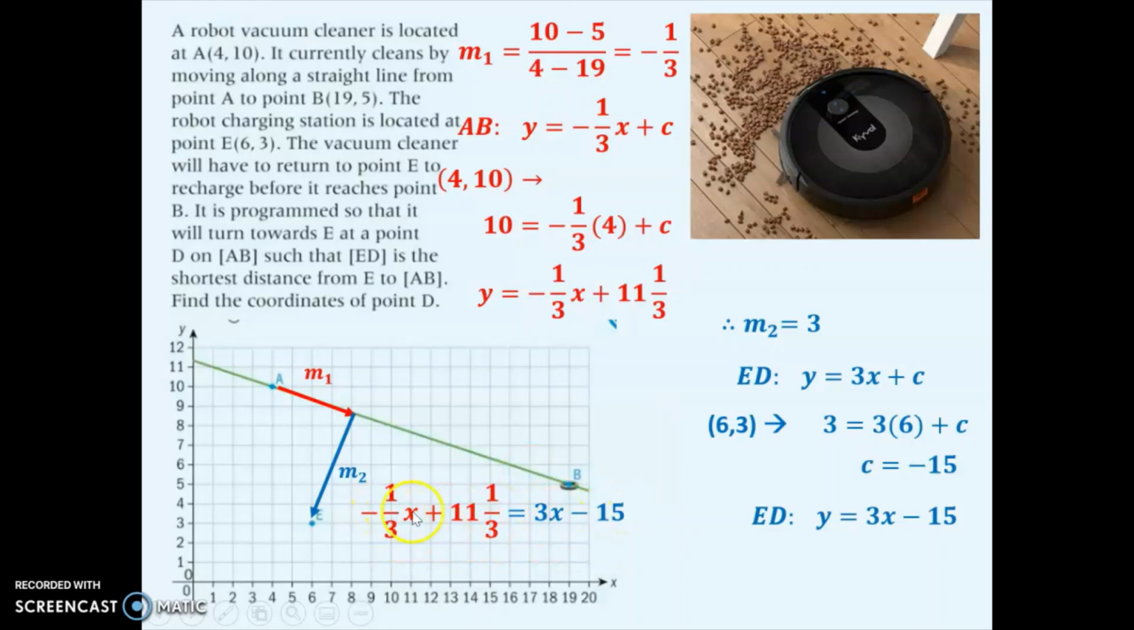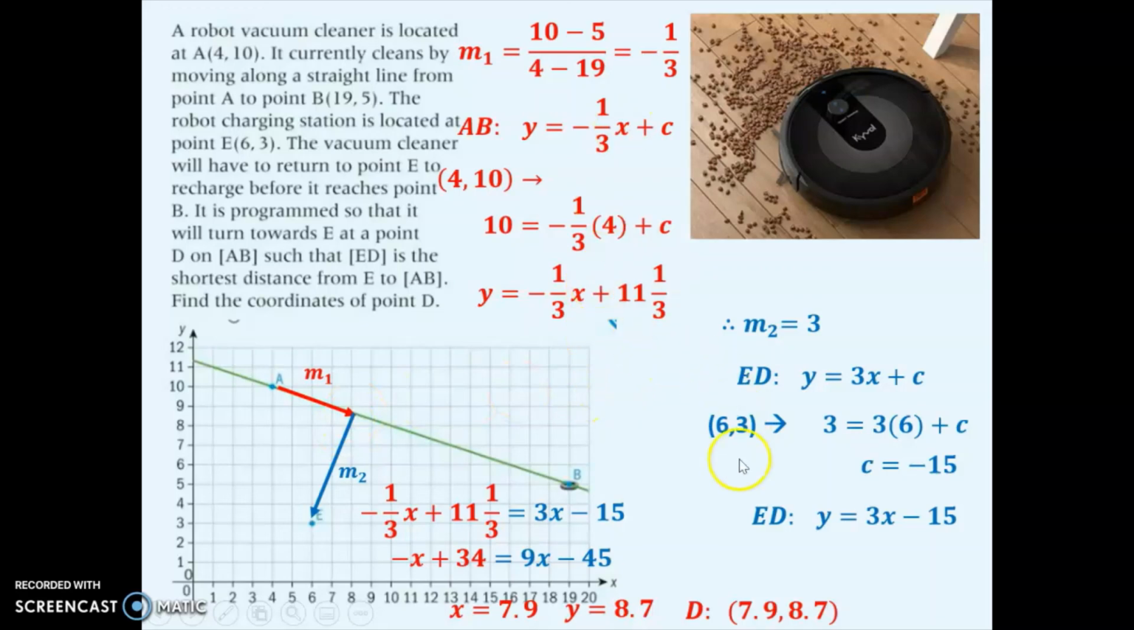Solving this, I would suggest you multiply everything by 3 to get rid of the 3 in the fraction here. That gives us -x plus 34, and then this becomes 9x and -45. This is easier to solve now without the fractions. And x must be 7.9. If you know x, you can find the y value, and that's what we need. We need the full coordinates. So x is 7.9. Put that either in here or in here. Find the y value. Y value is 8.7. So we have just discovered the coordinates of point D, that point where the vacuum must turn off and travel the shortest distance to get to its charging station.